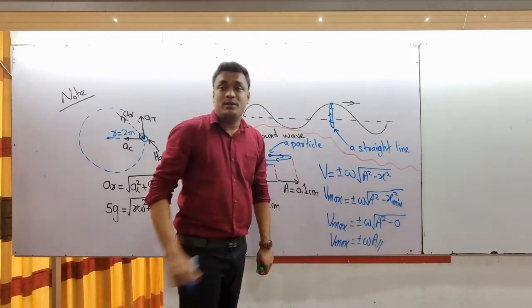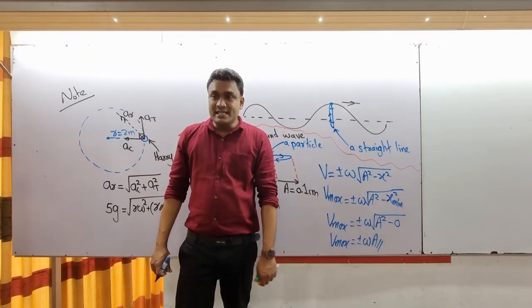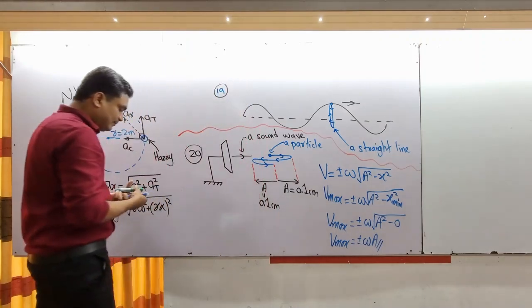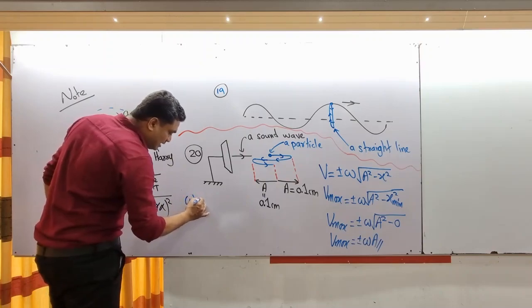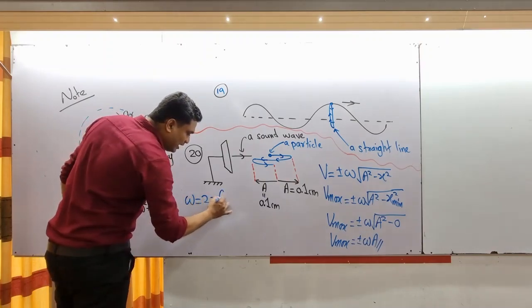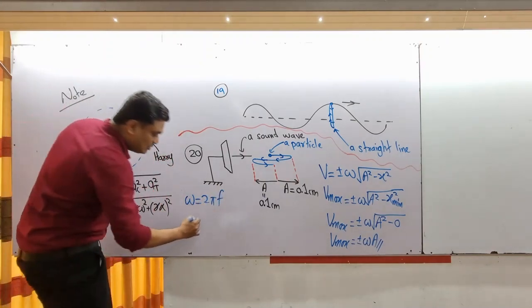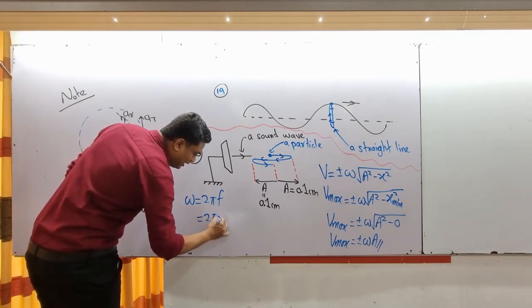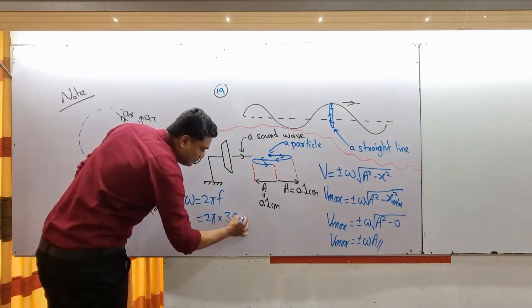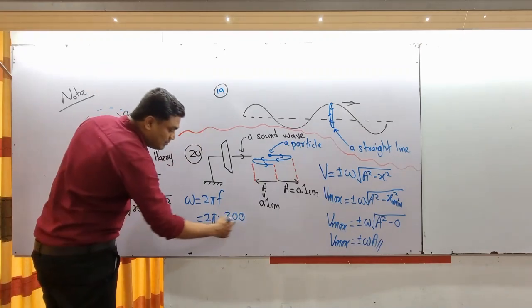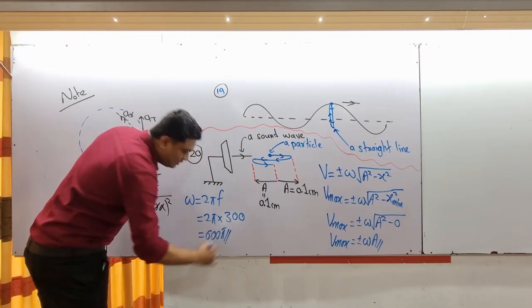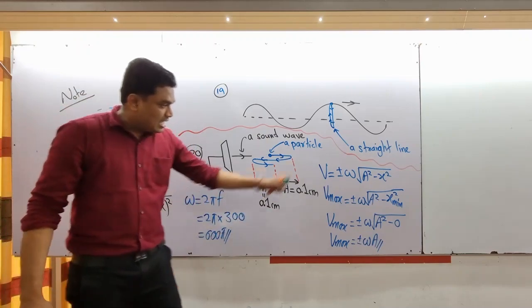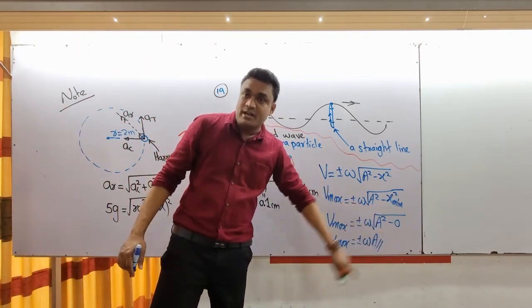But we have a problem. We don't know what omega is. So how do you find omega here? To find omega, we can use this equation: omega equals 2 pi f. F is given as 300 hertz. 2 times 300 is 600, so omega is 600 pi. First you write this, after that write this and find V max.